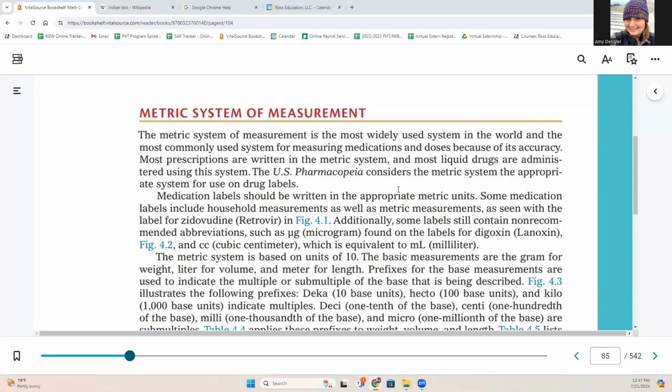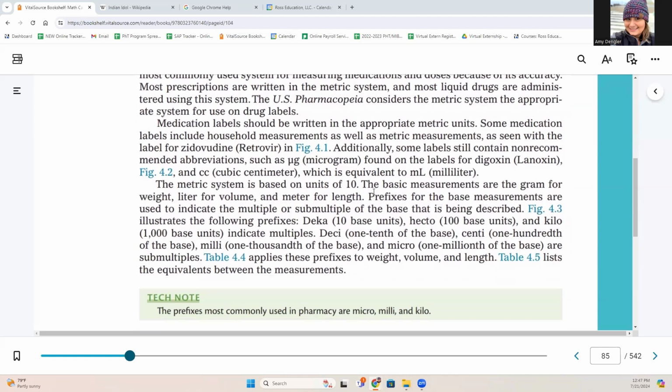The metric system of measurement is the most widely used system in the world and the most commonly used system for measuring medications and doses because of its accuracy. Most prescriptions are written in the metric system, and most liquid drugs are administered using this system. The U.S. Pharmacopoeia considers the metric system the appropriate system for use on drug labels. Medication labels should be written in the appropriate metric units.